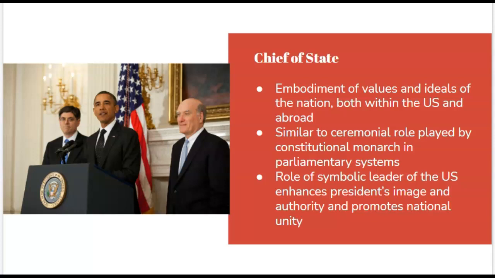Last role, Chief of State. This ultimately embodies the president as the figurehead of the country. So the president embodies the values and ideals of the nation, both within the United States and abroad. You might compare this role to the ceremonial role played by a constitutional monarch in parliamentary systems. This role in particular is probably what leads the country as well as the world to believe that this is the most significant position in a country. But the president plays the role of a symbolic leader of the United States and enhances the president's image and authority and promotes national unity.